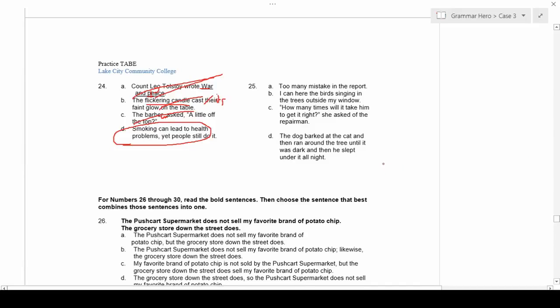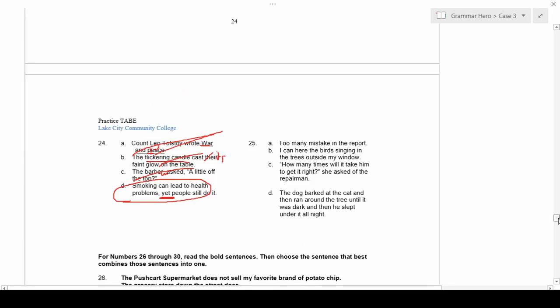Okay, number 25. And before I go on to 25, let me say this. I personally don't use yet as a conjunction. People do. It's just not a good practice. So I'm questionable on this one too, but we'll go with that one for now since it's the most correct one there.